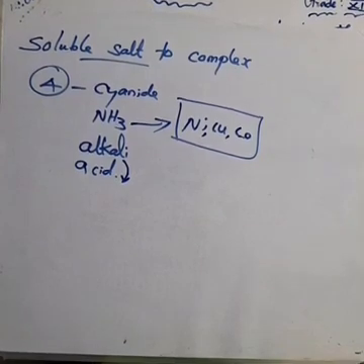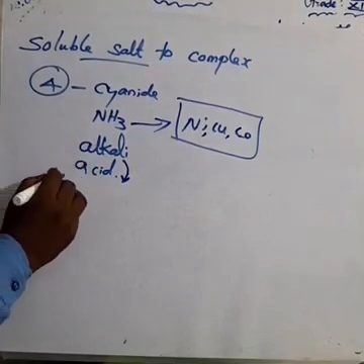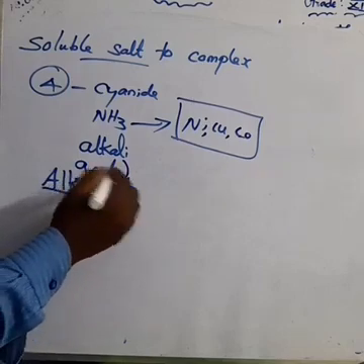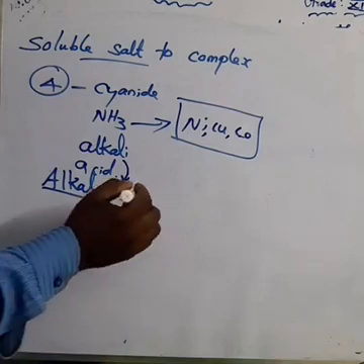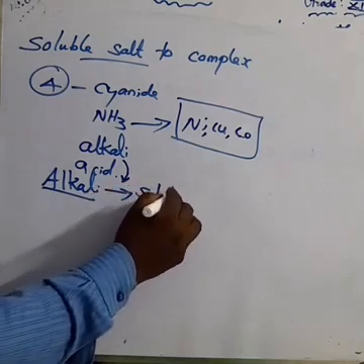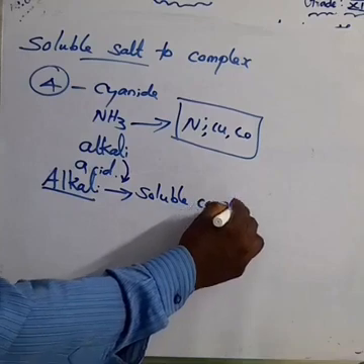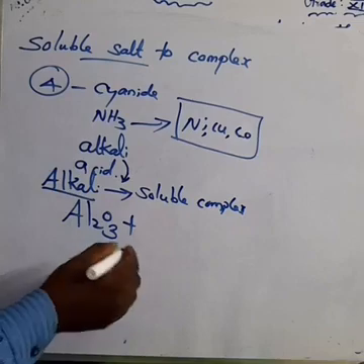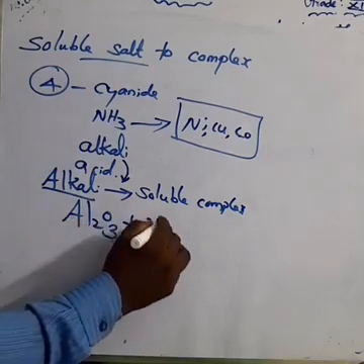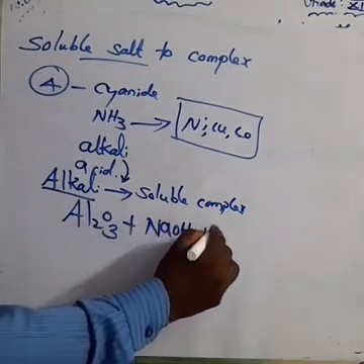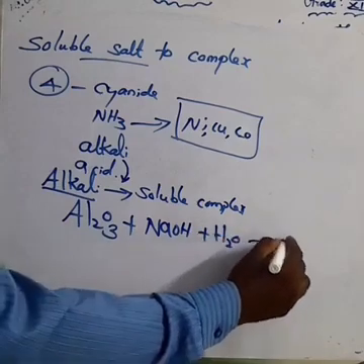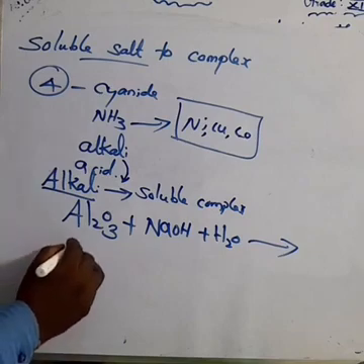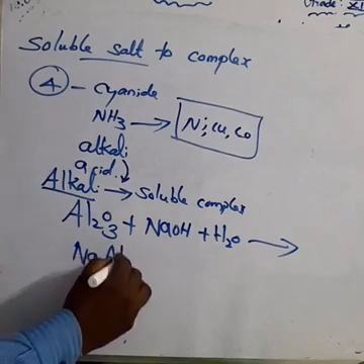Next, we can learn about the alkali leaching. Here, the ore is treated with aqueous alkali to form a soluble complex. For example, bauxite is an important ore of aluminum. This bauxite ore is heated with sodium hydroxide at a temperature of about 470 to 520 Kelvin and 35 atmosphere pressure to form sodium meta-aluminate. That means bauxite is dissolved in sodium hydroxide solution.